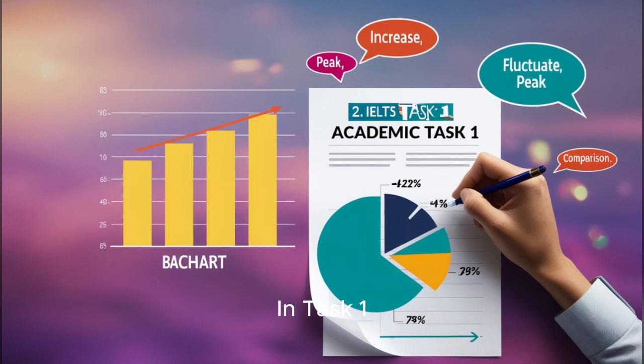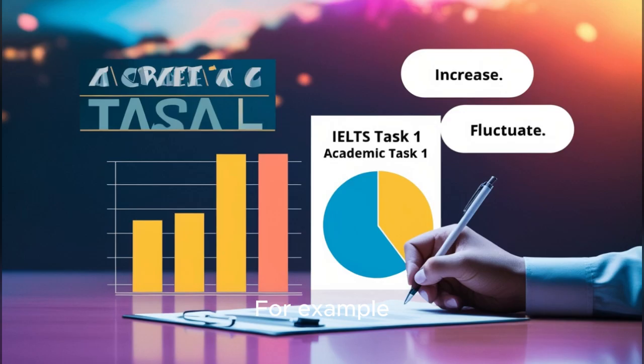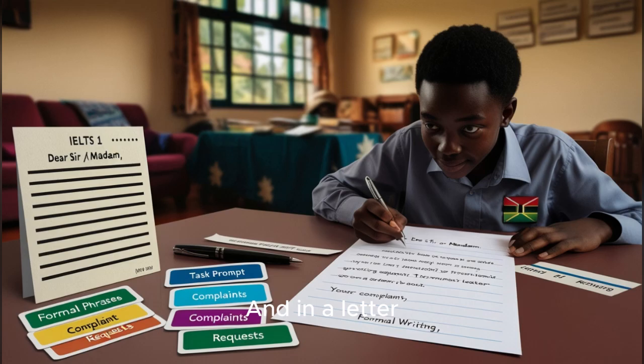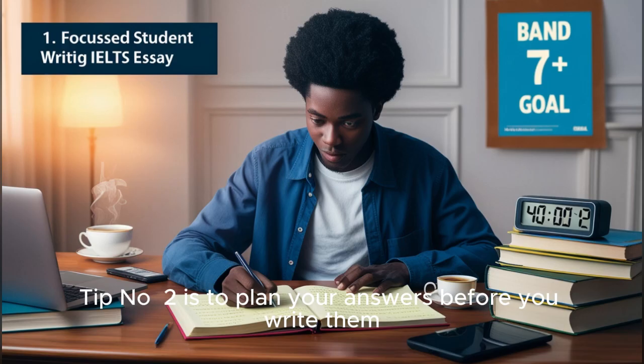In Task 1, you need to understand the unique features of each data type. For example, when describing a pie chart, you should talk about percentages, whereas when describing a bar chart, you should talk about quantities. And in a letter, you need to adapt your style to the audience and the purpose of the letter. Tip no. 2 is to plan your answers before you write them.